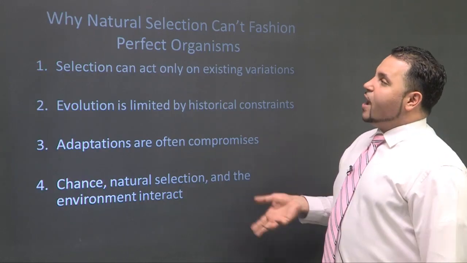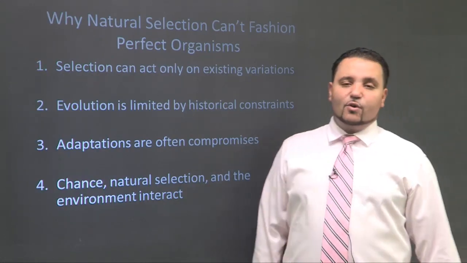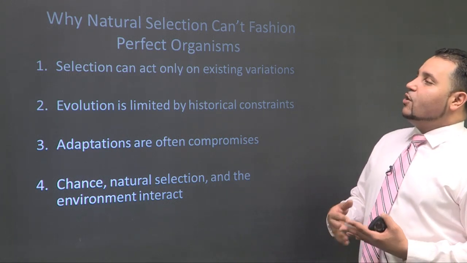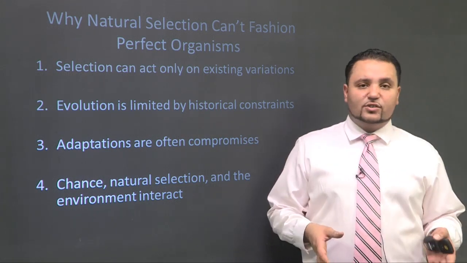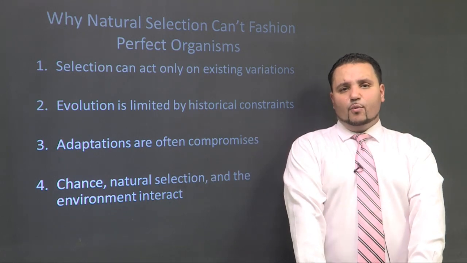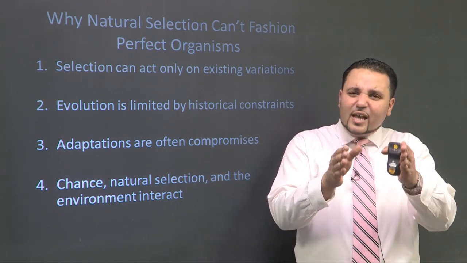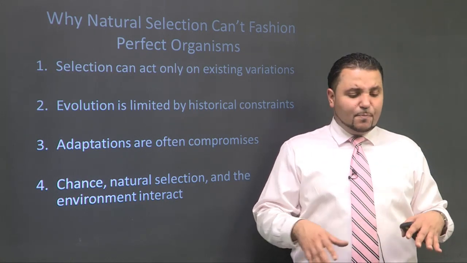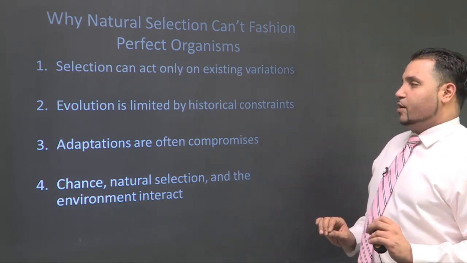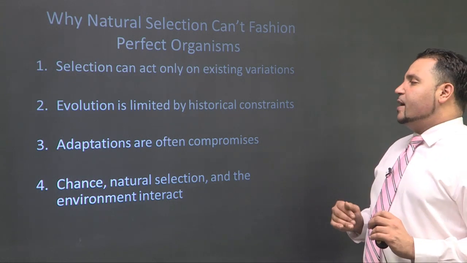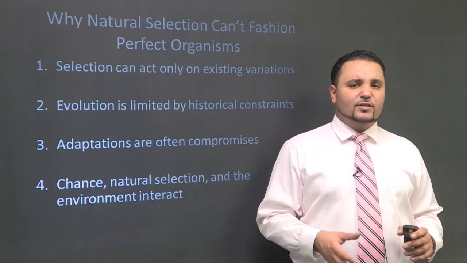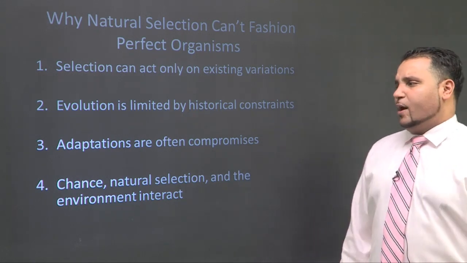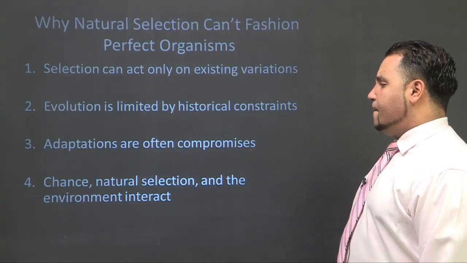Okay, the last thing is why natural selection can't fashion perfect organisms. This is really nice to sum everything up. One, selection can only act on an existing variation. So you can't just have wings if there are no wings, right? It takes a long time to come up with something like this. So whatever variations are existing in the population, that's all evolution is allowed to work on. Evolution is limited by historical constraints. So anything that happened in the past is really going to play a big role in that as well. Adaptations are often compromises.